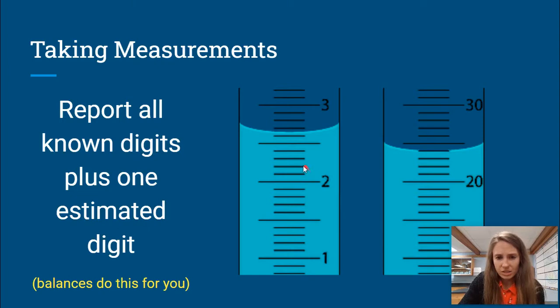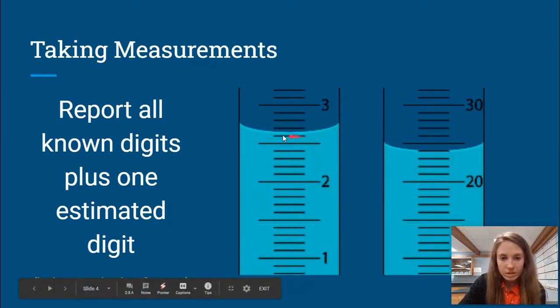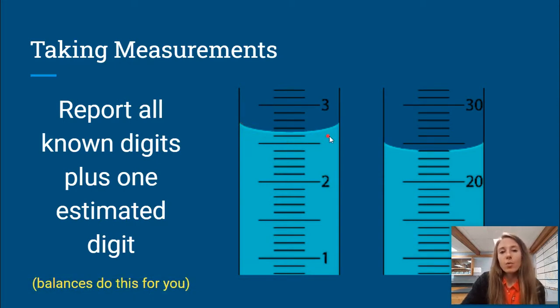So therefore, we know that each of these little lines here is going to represent the tenths place. So this line is going to represent 2.1, 2.2, 2.3, 2.4, 2.5, 2.6, and 2.7. So we know the ones place and we know the tenths place using this graduated cylinder. So therefore, when we report the volume of water in this graduated cylinder, we can report the ones place for certain, right? We know that this is between 2 and 3, but it's at least 2, right? And we can report the tenths place. So this line is between 2.6 and 2.7, so it's at least 2.6.